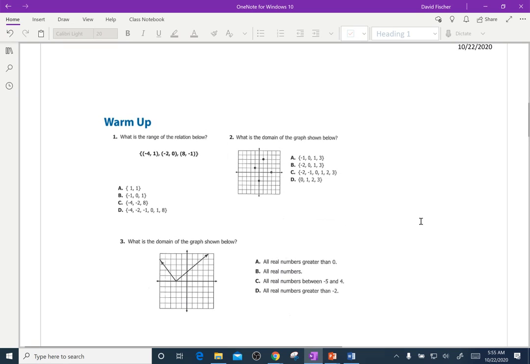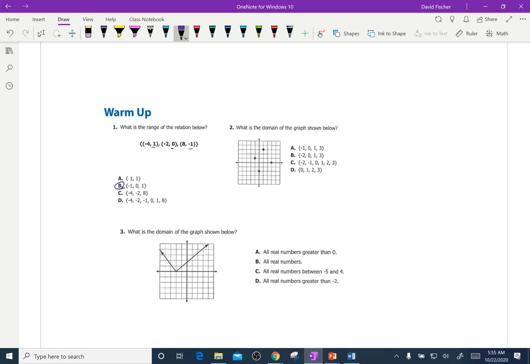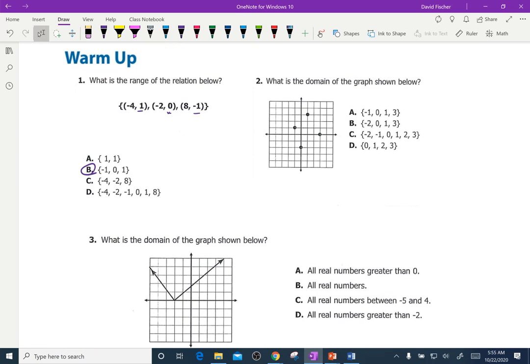All right, welcome back. On the first one, I got B. When they're asking about ranges, I'm looking at these values, and if I put them in order, I have -1, 0, 1. So I still like B. All right, I'll make this a little bigger. There we go. What's the domain of this graph?